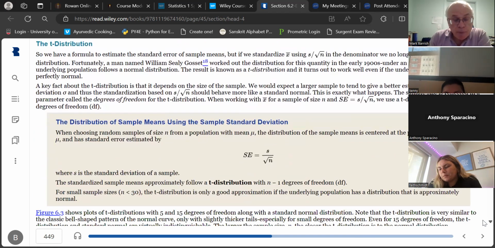But it has certain properties. And we're not going to worry about the properties of the T distribution too much. The only thing that we know is for a T distribution, the standard error is this formula, S divided by the square root of N. Now, as you remember, for a normal distribution, the only two things that we need to know to define what a normal distribution is, are the mean and the standard deviation.